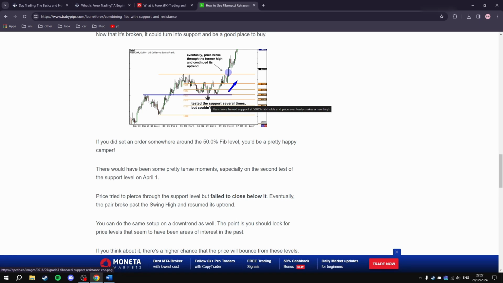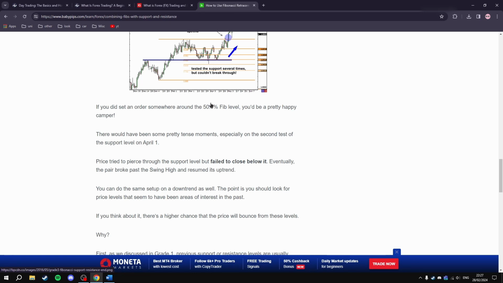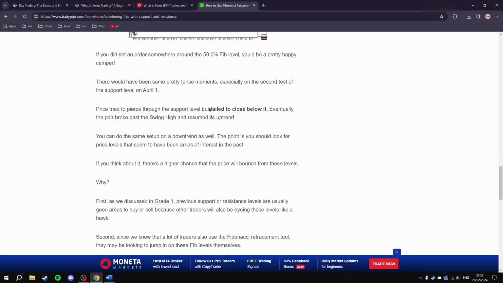So around here, you can see that the lows actually dropped below that 50%. Price tried to pierce through the support level but failed to close below it. Eventually the pair broke past the swing high and resumed its uptrend. You could do the same setup on a downtrend as well.